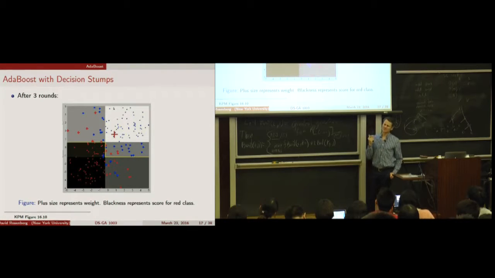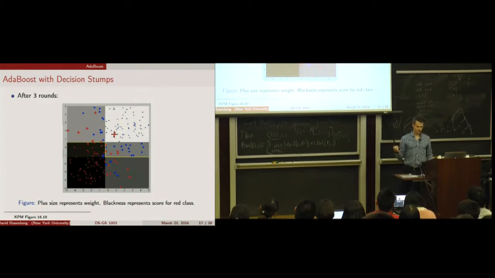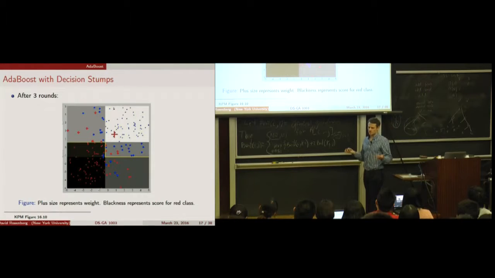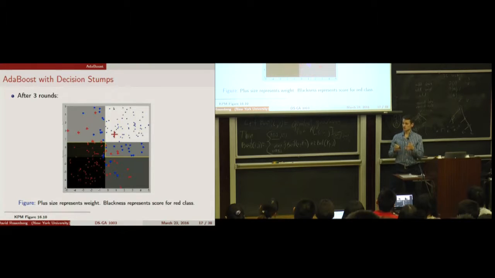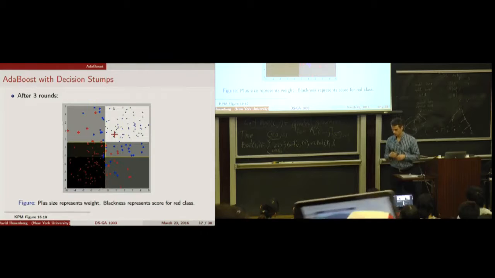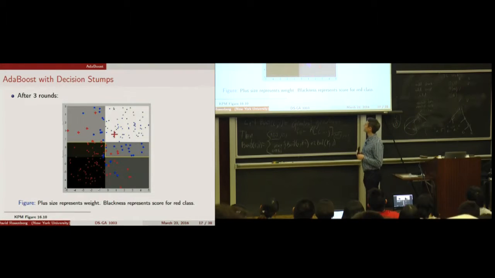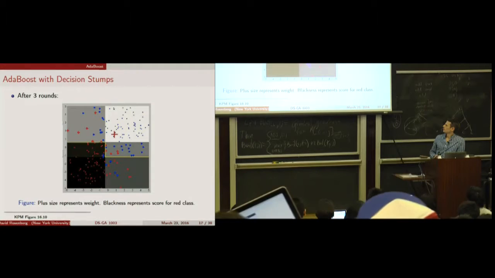So the question is, will we get the same boundary if we run a decision tree with three splits? No, not necessarily. One question is, is it the same hypothesis space that you're selecting from? Is every decision boundary that we can get from three rounds of boosting on stumps the same as the set of all decision trees with, I guess, three splits or three nodes? Maybe, I'm not sure.